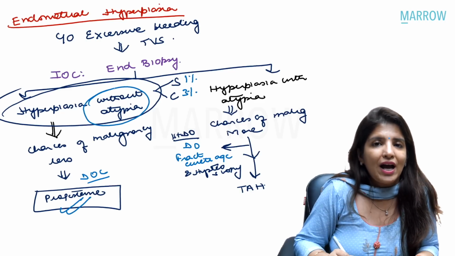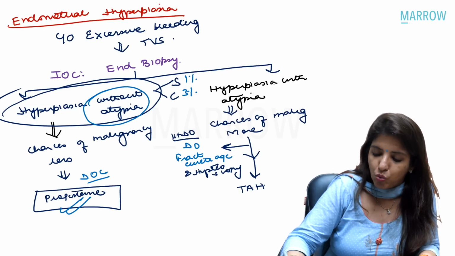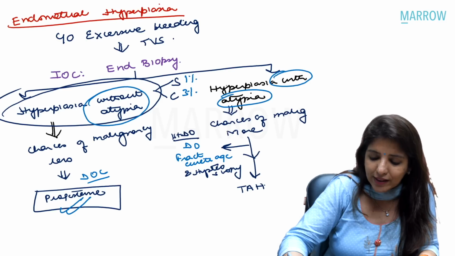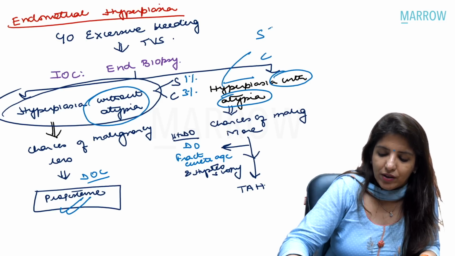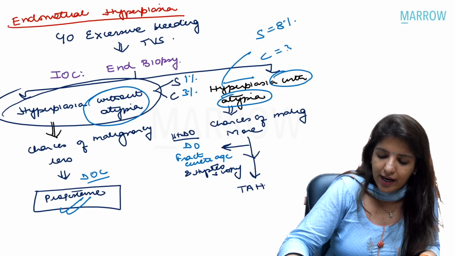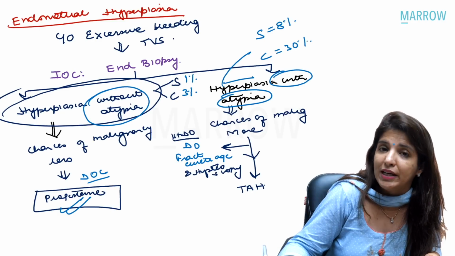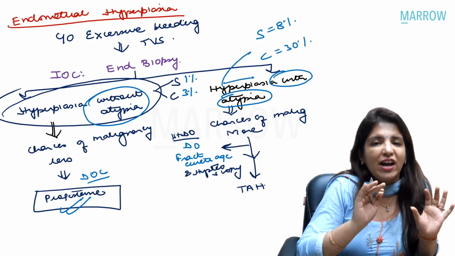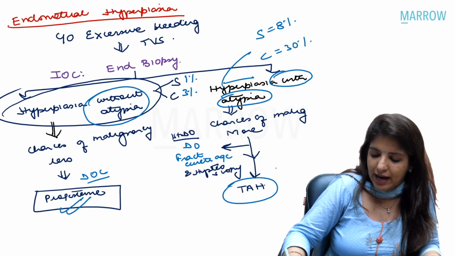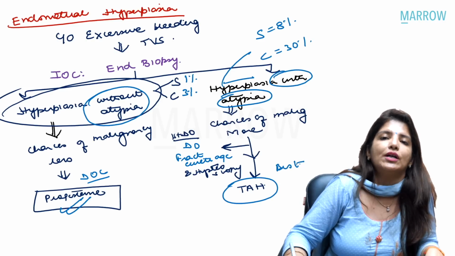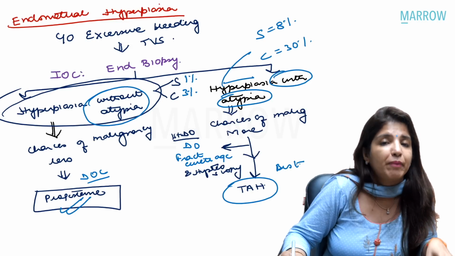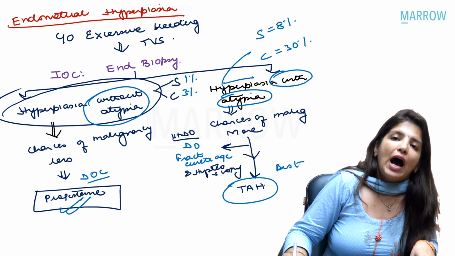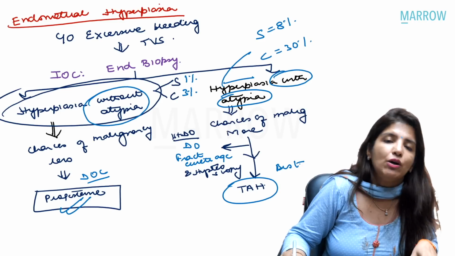But on the other hand, if the report comes as with atypia, whether it is simple or complex, the chances of malignancy are 8% and 30%, which are very high. So in this case, definitely the best management is total abdominal hysterectomy, and depending upon the age of the patient, I may or may not remove the ovaries.